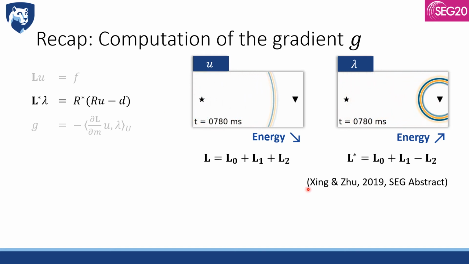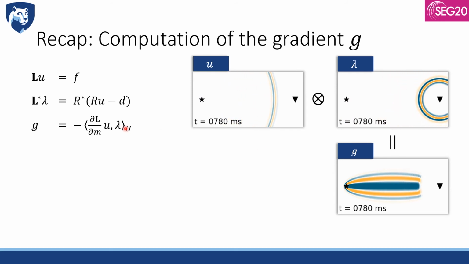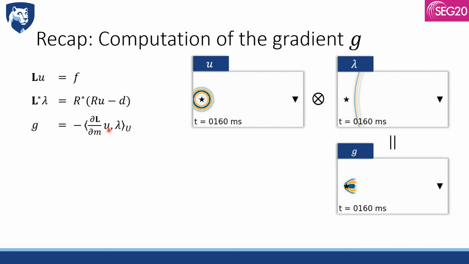And also, since L star equals L0 plus L1 minus L2, the adjoint wave field preserves the velocity dispersion because of this L1 term, but instead of attenuating, it is compensating, or anti-attenuating, the amplitude because of this minus L2 term. In practice, we simulate the adjoint wave field in the reverse time mode, and with the same simulator as the forward one. Finally, we take the interaction between these two wave fields according to the third equation, and we get a gradient g. So this is the adjoint state method for the gradient computation.